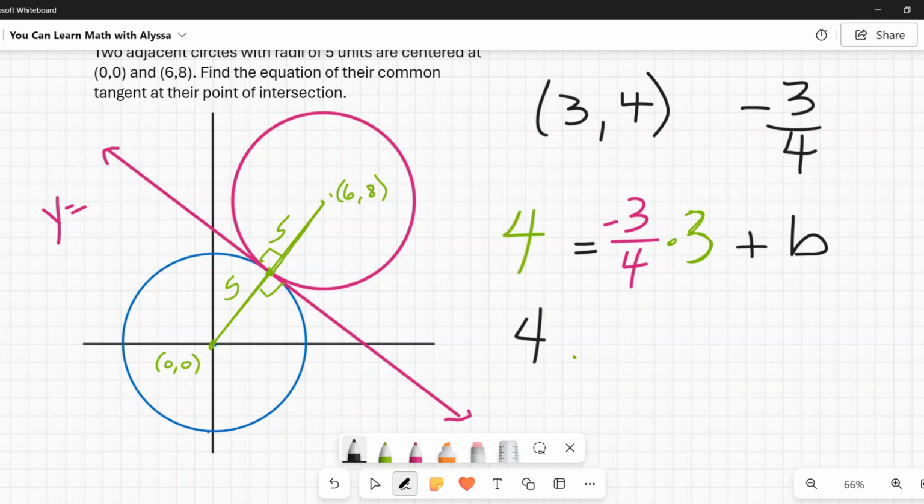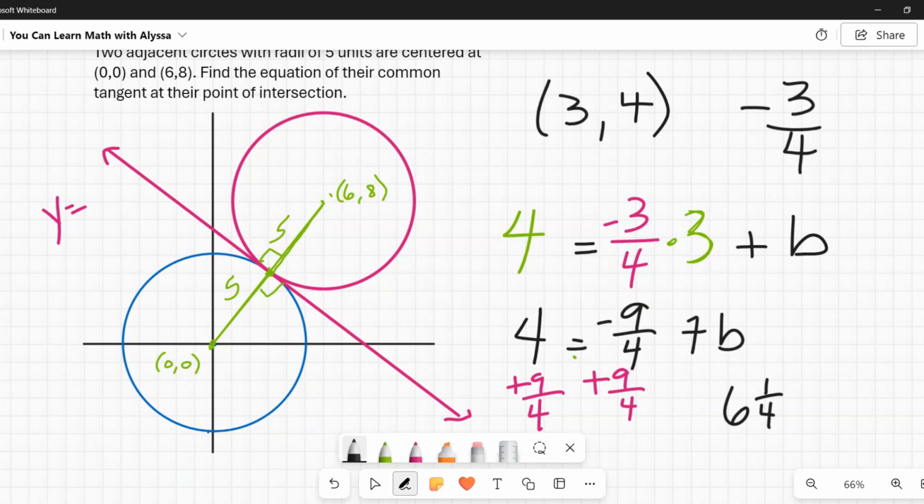And that gives me 4 is equal to -9/4 plus b. Now I'm going to add 9/4 to both sides to get rid of that and to solve for b. 4 plus 9/4. 9/4 is the same as 2 1/4. So 4 plus 2 1/4 is 6 1/4, or 6.25. And on the right, those cancel out, and I'm left with just b. So 6 1/4 is my b.